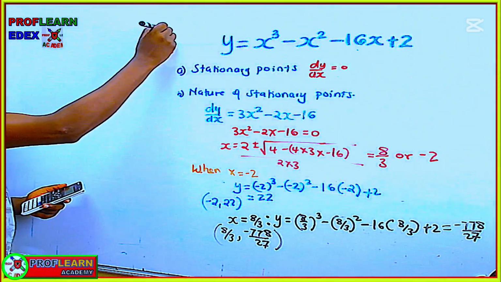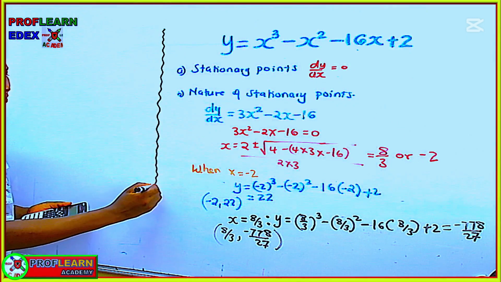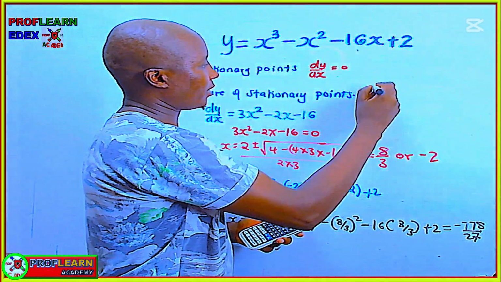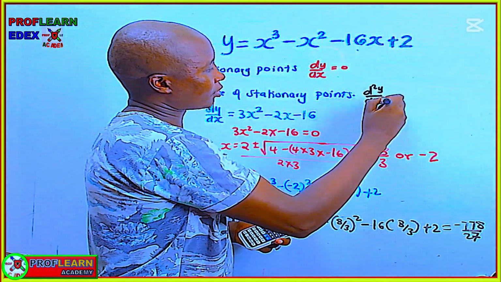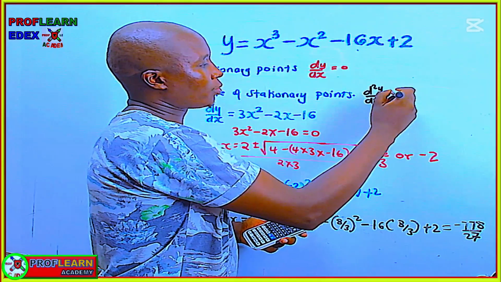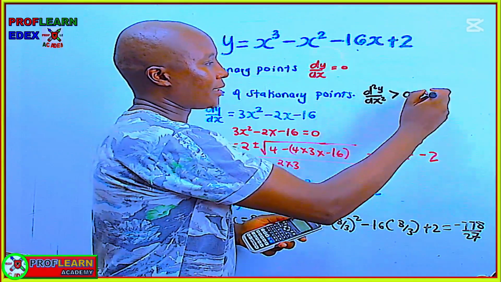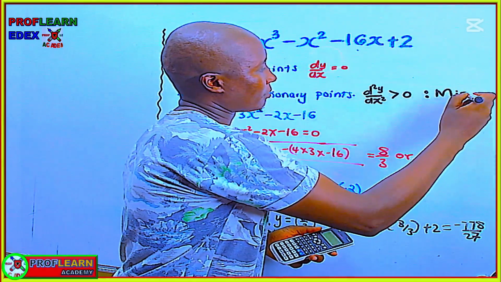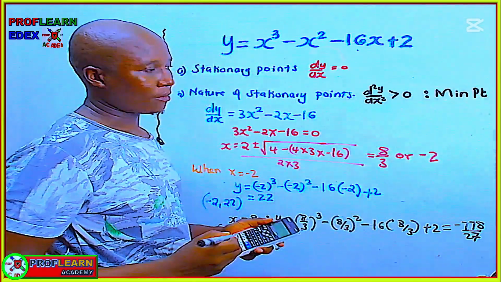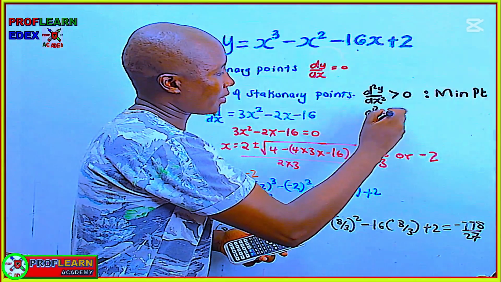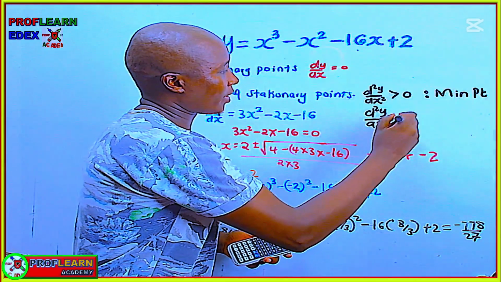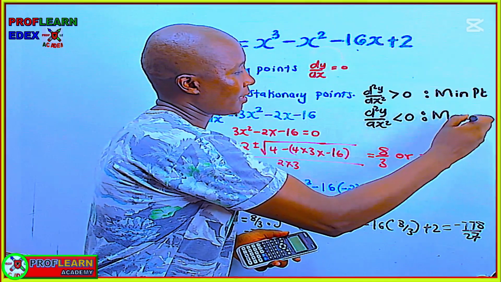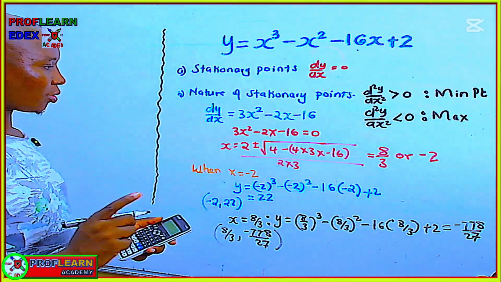Now, in order to state the nature of this stationary point, we need to find d squared y over dx squared. If you get greater than 0, then this is going to tell you that this is a minimum point. But if you work out d squared y over dx squared and you get less than 0, a negative number, then this is going to be a maximum point.